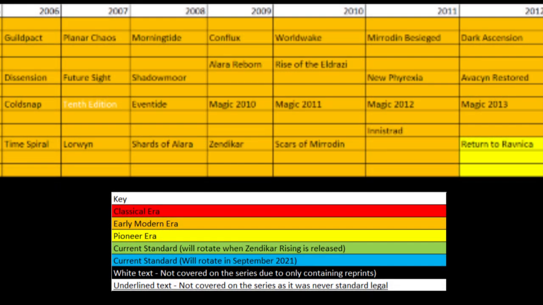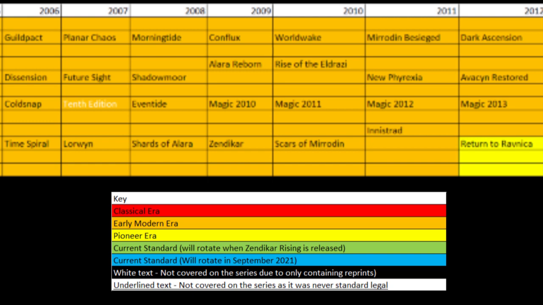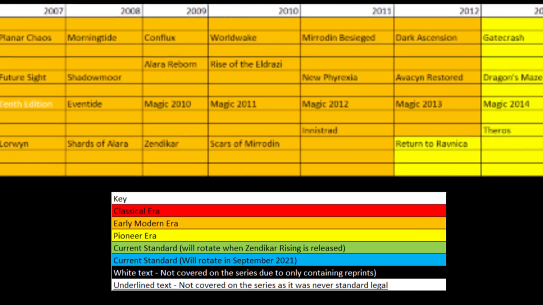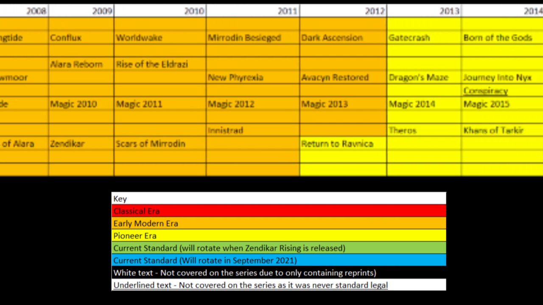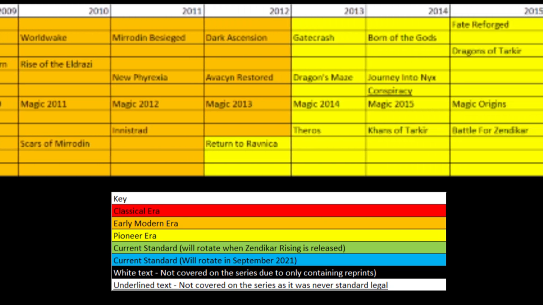In any case, I'm getting sidetracked. Return to Ravnica was released in October 2012, marking the beginning of what I'll call the Pioneer era. Cards released from this point onwards are legal in the Pioneer format, a concept which I'll explain momentarily.